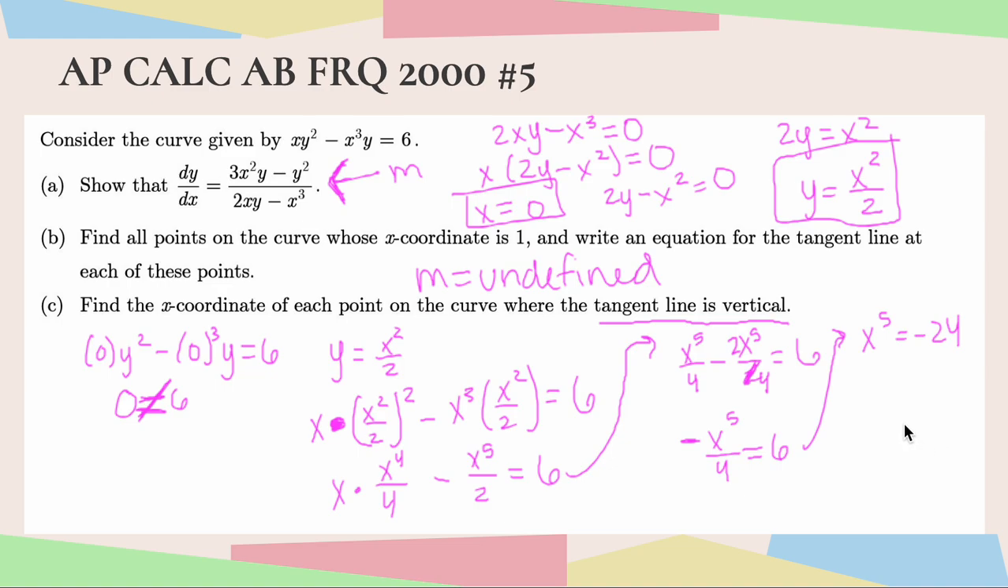Now I have to take the 5th root of both sides. Remember, I can take the 5th root of a negative number because it is an odd exponent. I cannot take an even root of a negative number. So now let's take the 5th root here and the 5th root here. Then I get x equals the 5th root of negative 24. So this would be the x-coordinate of the point on the curve where the tangent line is vertical.